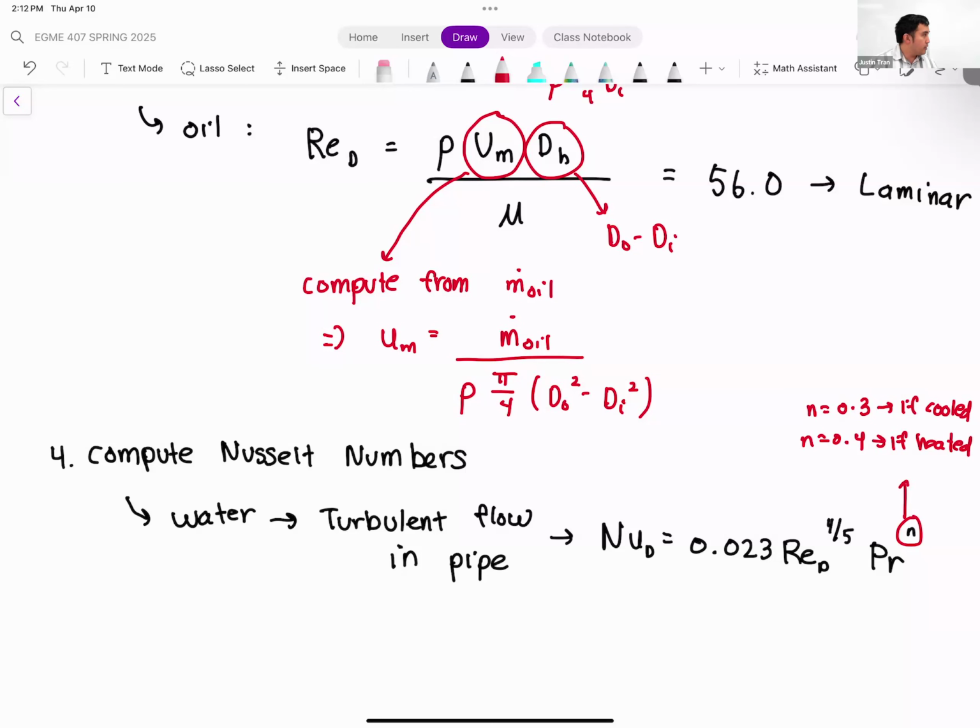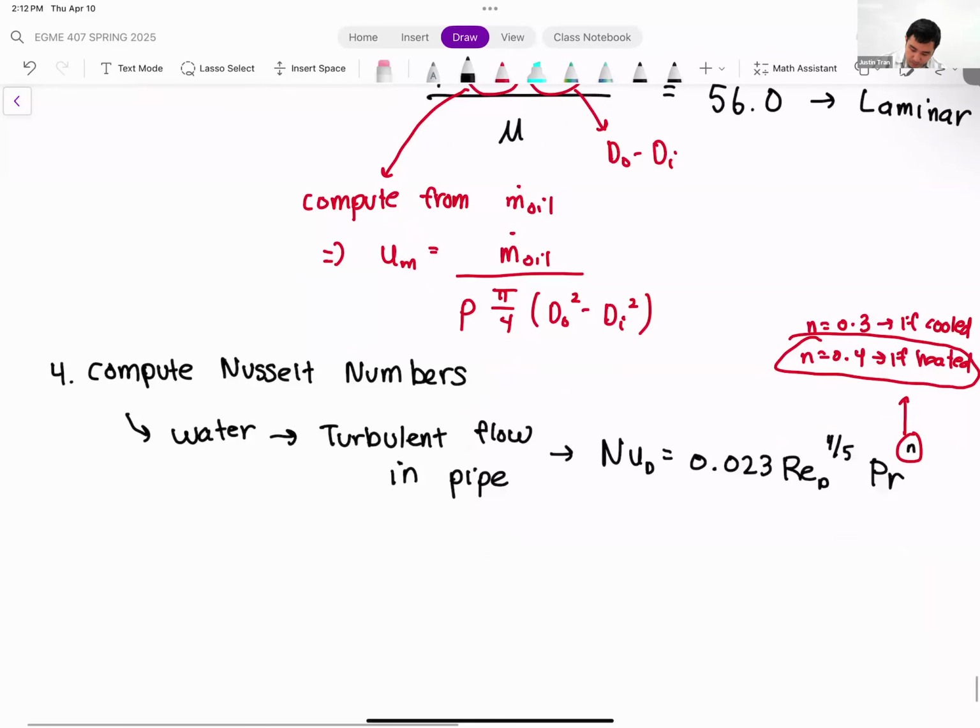So this is for the water. And so we know the water is raising in temperature, right? So the water is being heated from 30 degrees C to 40 degrees C. That means the value of n that we're going to use is 0.4. Okay, so we plug everything in and we get a Nusselt number of 90 for the water.